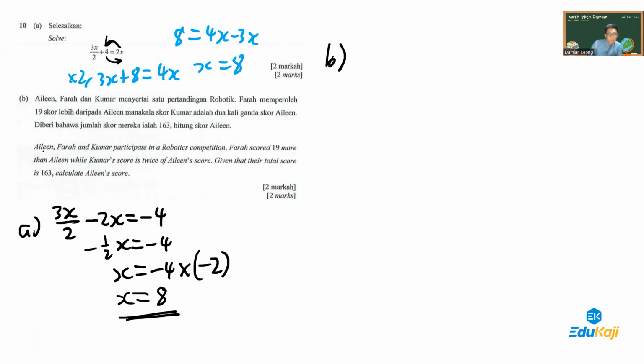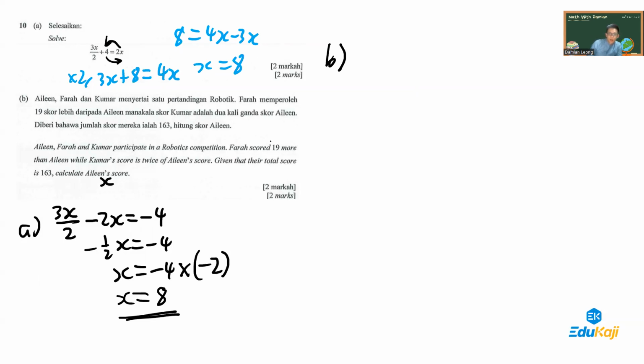For B, Eileen, Farah, and Kumar participate in robotics competition. Farah scored 19 more than Eileen, while Kumar's score is twice of Eileen's score. So given that total score is 163, calculate Eileen's score. So let's put Eileen's score as x first.